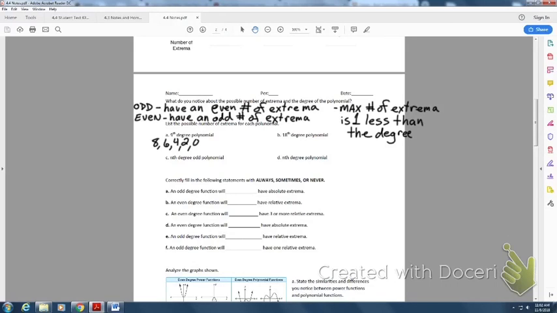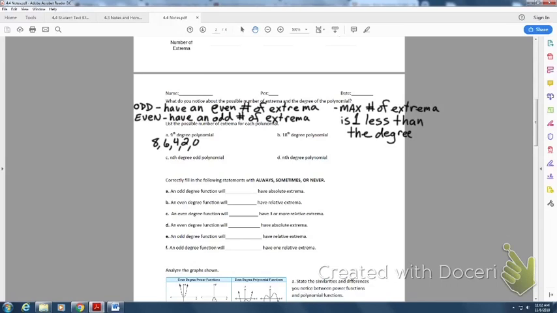Alright, so if you just take the degree and you subtract 1, that's the max. And then from that max, you just count down by 2's. Alright, so a 9th degree can have 8, 6, 4, 2, or 0. It cannot have 10 extrema. Okay, you won't count up.